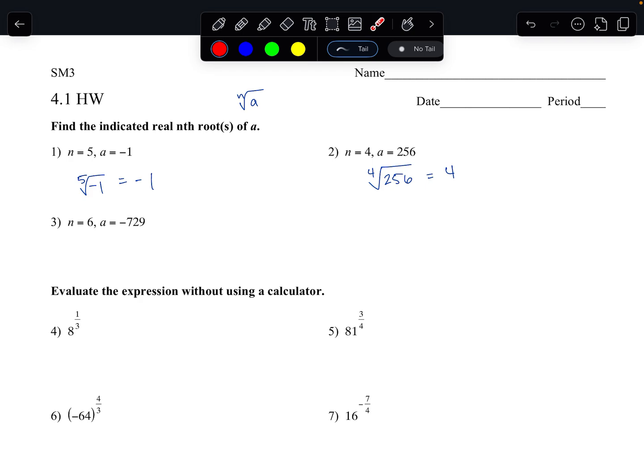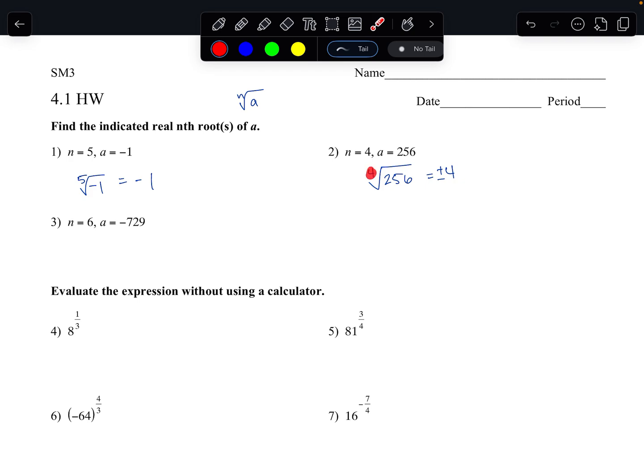I think we should also include positive and -4. I think they want us to do that, because it does say find the indicated nth roots, plural. So -4 could also be multiplied 4 times over and still get 256.